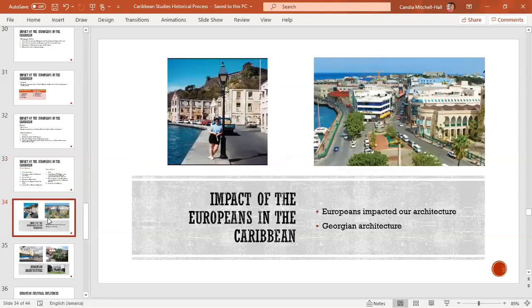Another impact of Europeans in our Caribbean is our buildings. This is a picture of Grenada right here. The buildings along the shore, this is an older picture. The buildings along the Carenage have a very European look. It's Georgian architecture. Same for Barbados. These are modern buildings in Barbados here, but the Parliament building here is quite a European looking building.